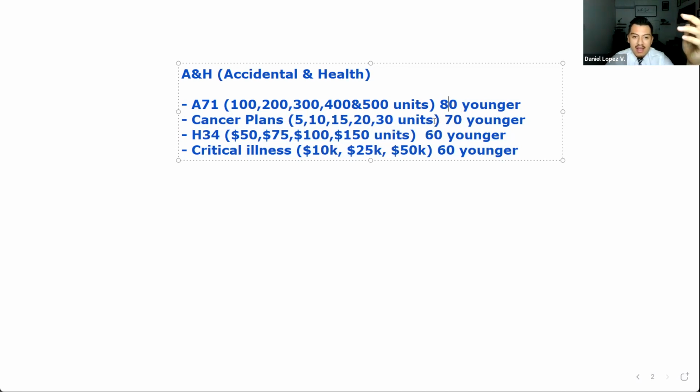For example, the cancer plan: if someone has cancer and you're talking to them, they cannot get a cancer plan because they have cancer. The only qualification is, do you have cancer? No? Okay, you can get a cancer plan. That's it. Everything else, it does matter. If you have 2 DUIs in the last 2 years and you smoke and you're diabetic, you cannot get A71. There's different qualifications, which we'll go over another time. So that's what the A&H entails.